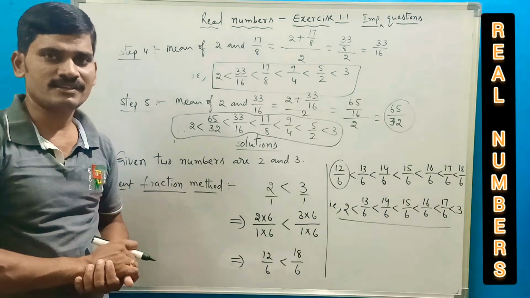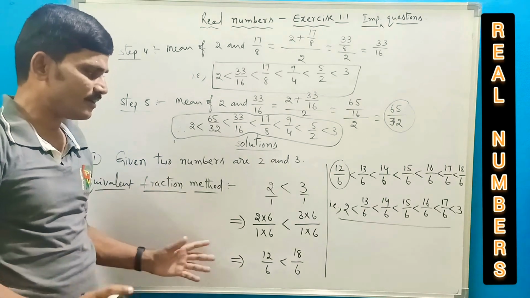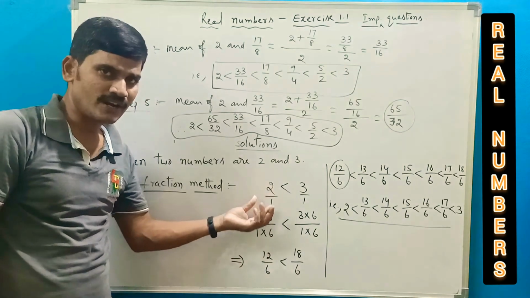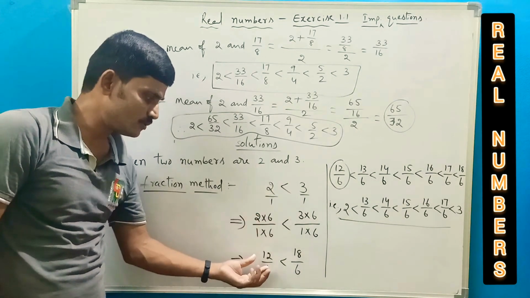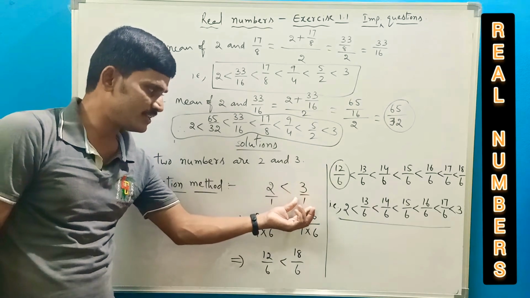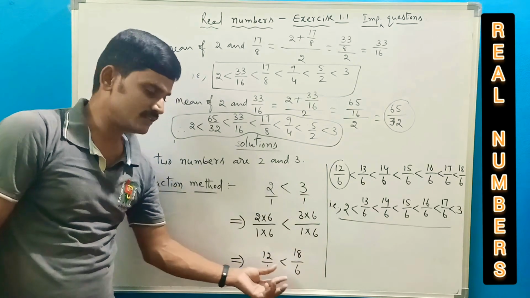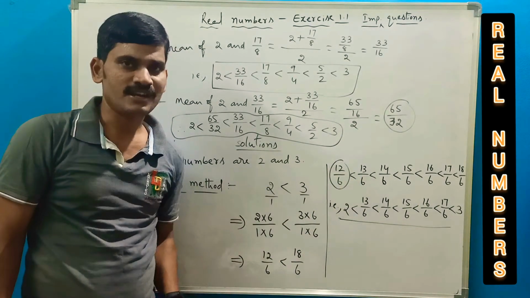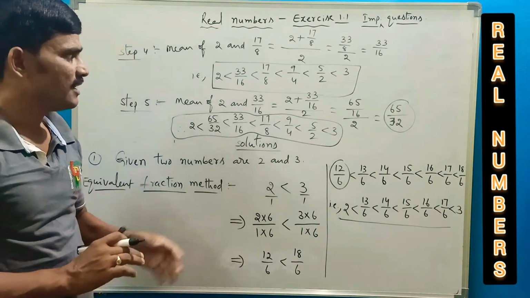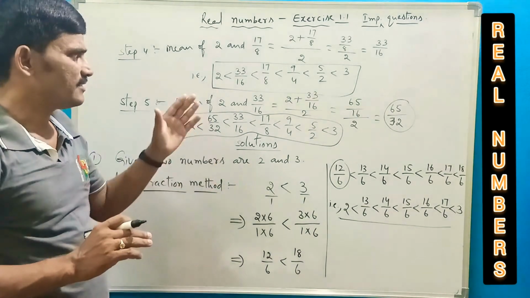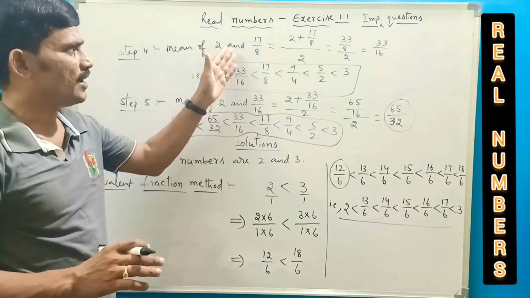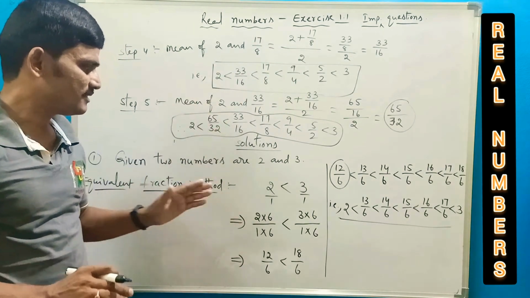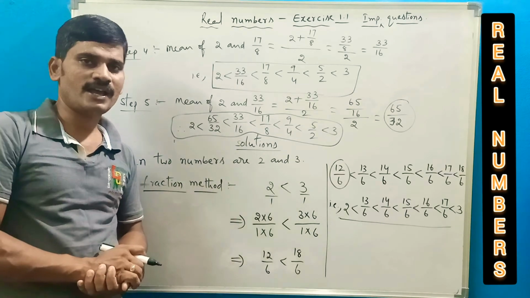This method is known as the equivalent fraction method, where we make the equivalent fraction. 2 by 1 is equivalent to 12 by 6. 3 by 1 is equivalent to 18 by 6. Between these two, you can observe there are 5 rational numbers. Whereas to find the rational numbers in the mean method, every time you have to find the average. If you compare these two, this is a little bit easy. I hope you understand.